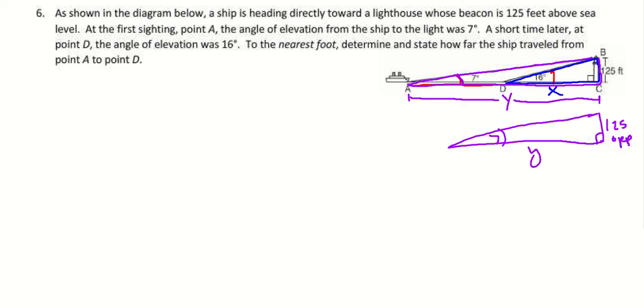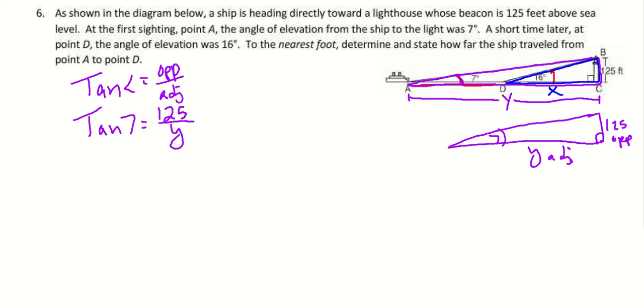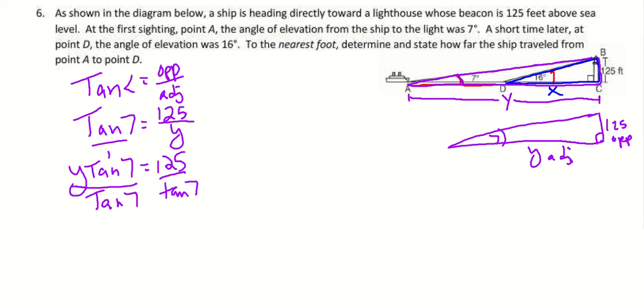Now we have the opposite side from Y, the opposite leg, and the adjacent leg. So that tells me that I'm going to be using tangent. So the tangent of my angle, remember, is equal to the opposite leg over the adjacent. The tangent of 7 is equal to 125 over, we call that Y. I'm going to cross multiply, and this time I'm going to get Y times the tangent of 7. And then the last step, I'm not looking for an angle, so not inverse, but I'm going to divide out by the tangent of 7, and we'll have the distance for Y.